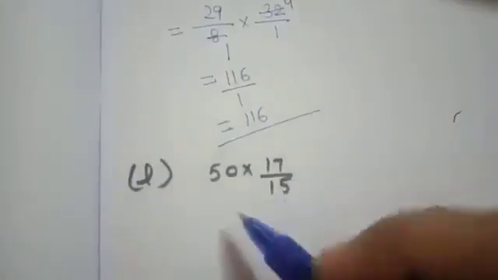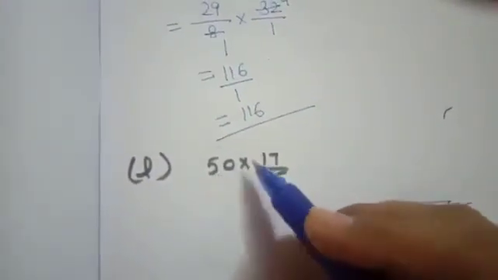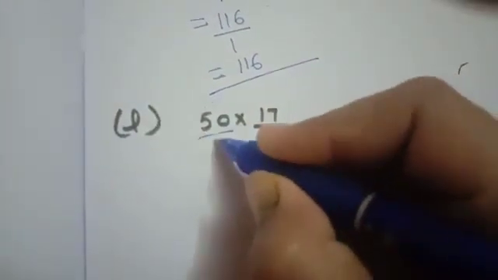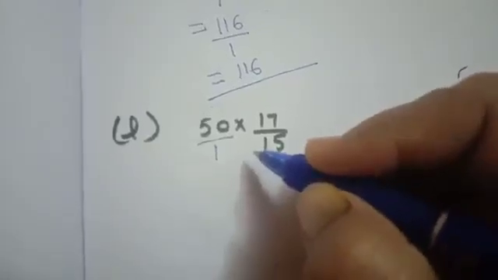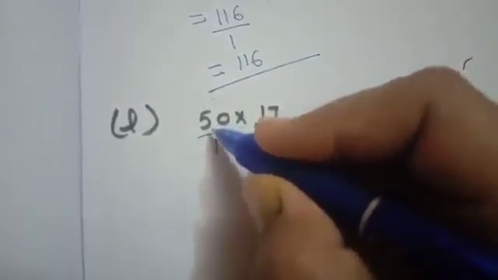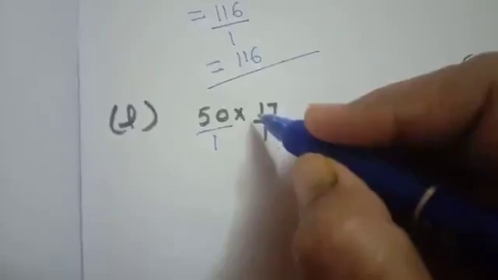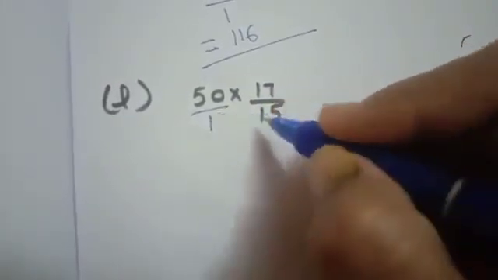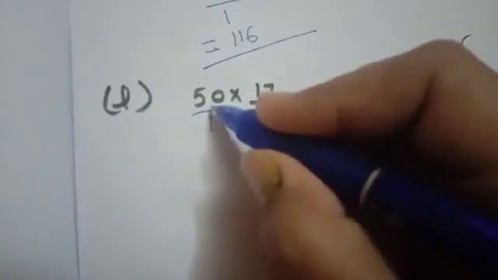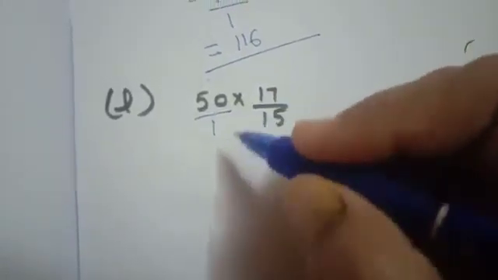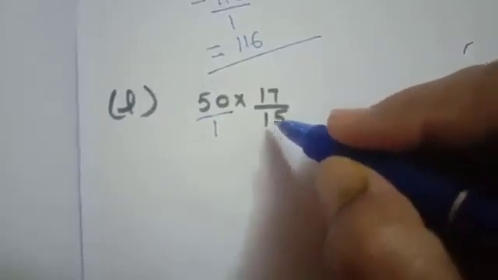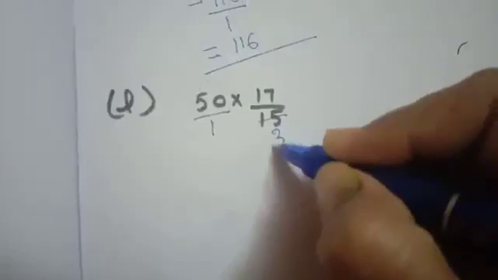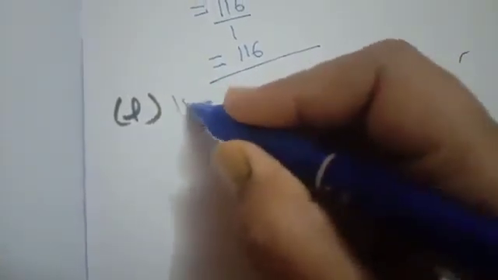Okay, let's see one more part. L: 50 multiplied by 17 by 15. There is nothing under 50, so write 1. Now 17 is multiplied by 50. It will be a big calculation, so try to cancel something. At the table of 15, 50 cannot be cancelled. So think of another number. Think: which is the common factor of 15 and 50? It's 5. 5 threes are 15, 5 tens are 50.